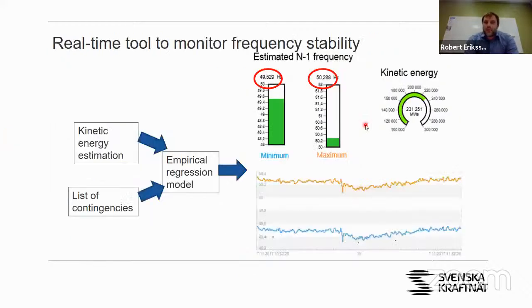So how do we monitor frequency stability? What we did was that we collected the various events that have happened in the system, and we made a dynamic model based on these events. So we were mapping this data to a dynamic model and then implemented this in the control centers. The control centers will then see what would be the lowest frequency in case of the worst n-1 trip. So we have to monitor the inertia and the reference incident to be able to make this calculation. So this is then seen in real time.